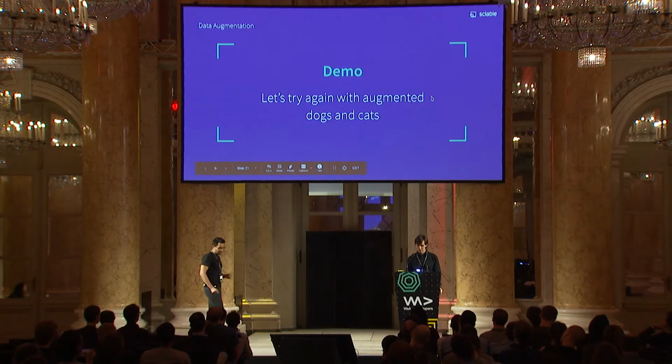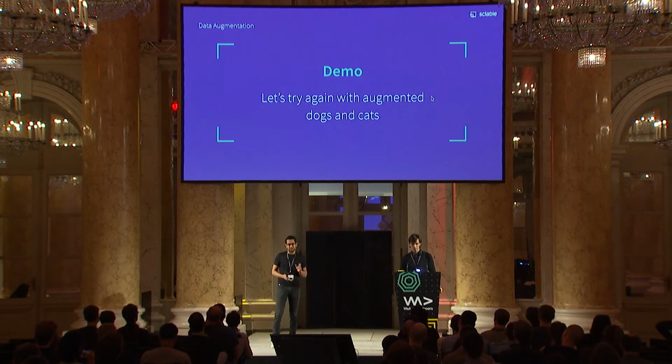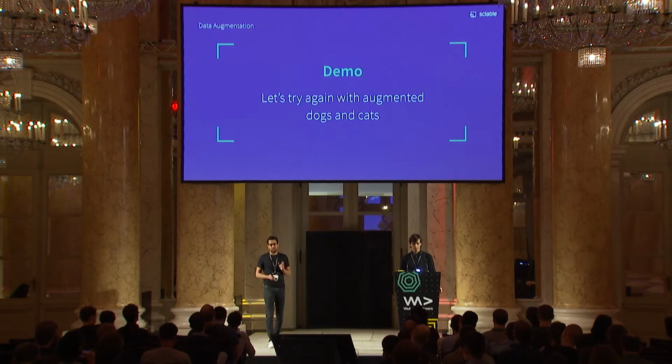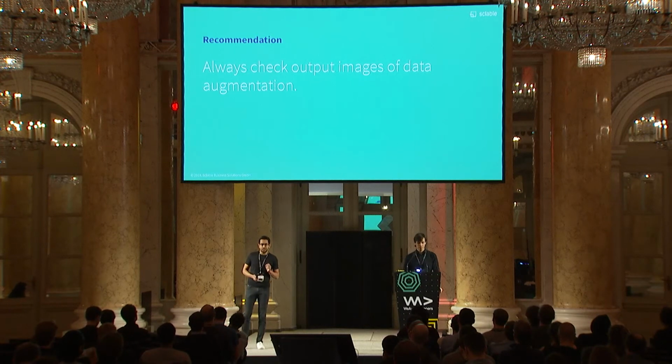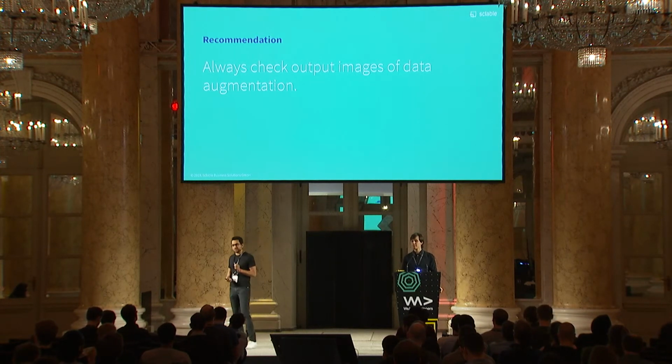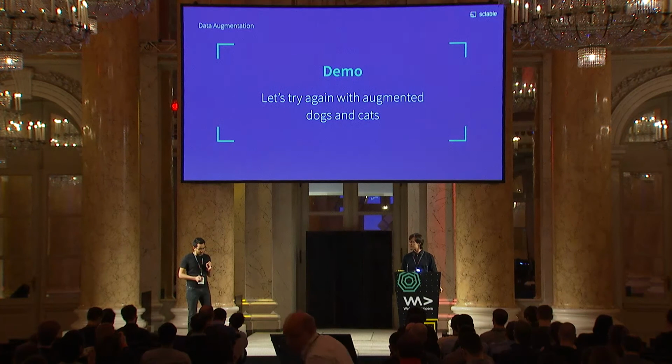Okay, just to summarize what we have seen: applying data augmentations really helps in coping with this small data problem, but you have to be very careful. We should always look at the output images, because sometimes these transformations can add distortions to your images which are not desirable. So I'll give you a very quick example.